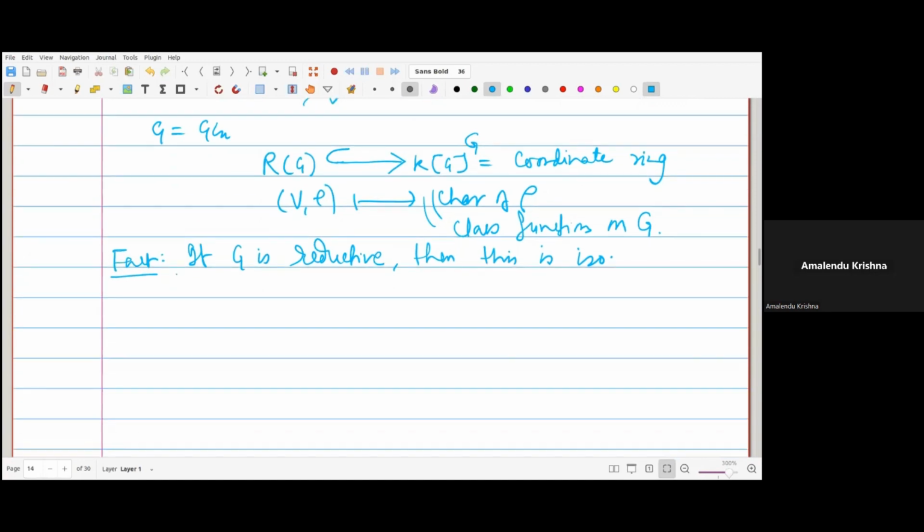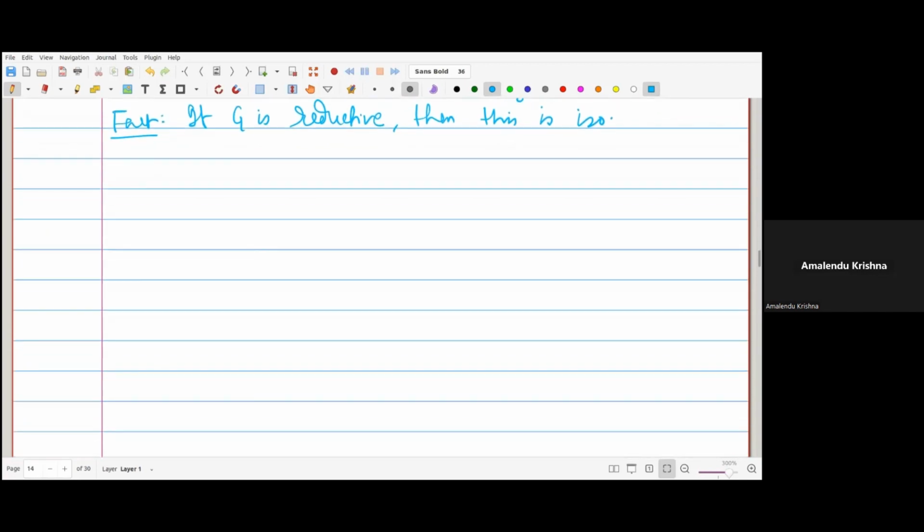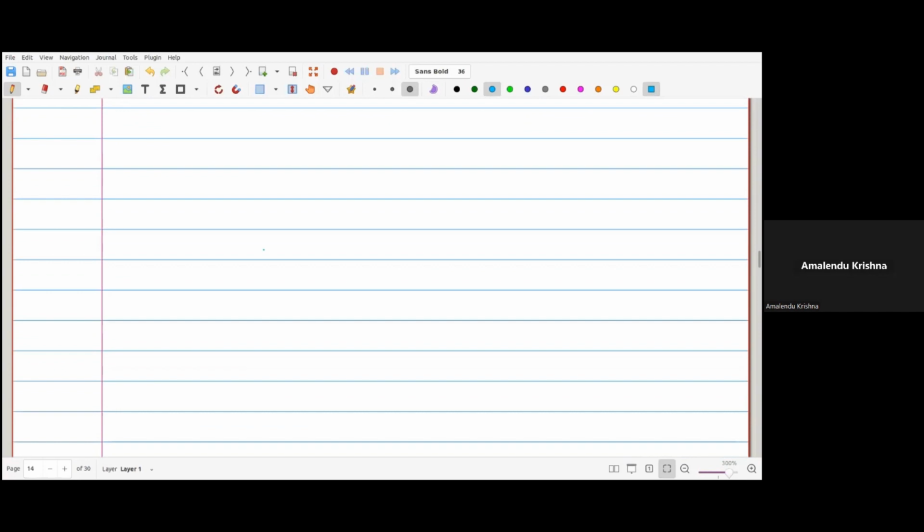I have made a mistake. Obviously, this is false. How can this be true? I should write here, you take this tensor over Z with K. Otherwise it's never going to happen, because R(G) is a Z-algebra and K[G] is a K-algebra. If you do this, then this is an isomorphism. So this tells you that the coordinate ring of a reductive group is very closely related to the representation ring itself. All these facts are very useful when you are studying equivariant K-theory.